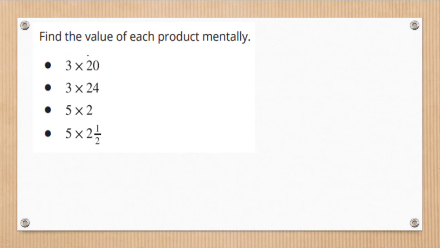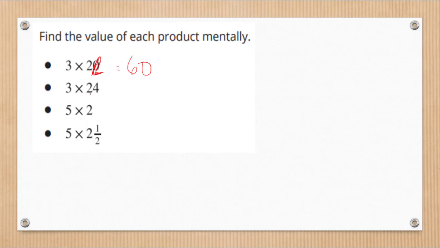So in order to make this a little bit easier, I'm going to take off that 0 for now, and I'm going to multiply your 3 times 2. So 3 times 2 is the 6. And then I'm going to add that 0 back at the end. So my product would be 60. Okay, let's look at the next one.